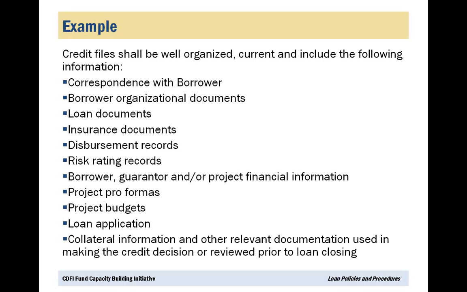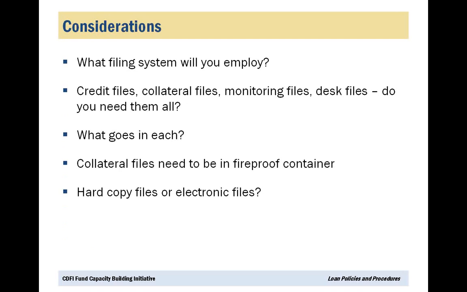But the key thing about a credit file that you need to keep in mind is that when anybody opens that credit file up from the outside, they should be able to understand how your credit decision was made. How did you get to yes? And that information should be in the credit file. But the considerations to keep in mind are, what system are you going to use?